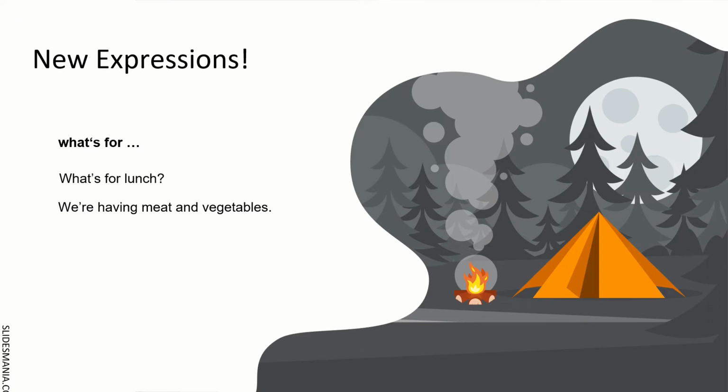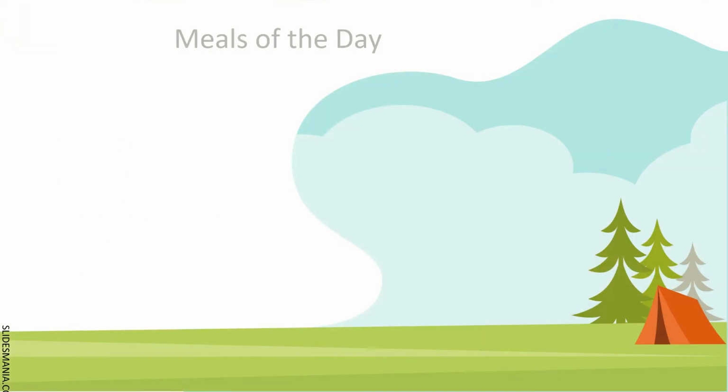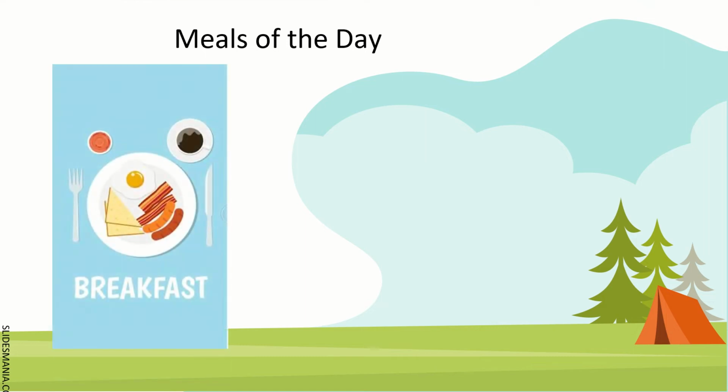Another expression here is time for. It's time for dinner. It's time for dinner means the time for dinner is now. It's time for lunch means what? The time for lunch is right now. We have 3 meals of the day. How many meals? We have 3 meals. This is the first meal of the day, which is breakfast.